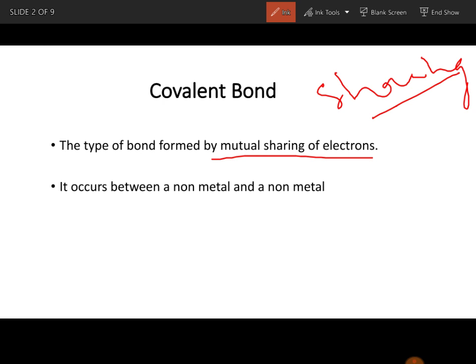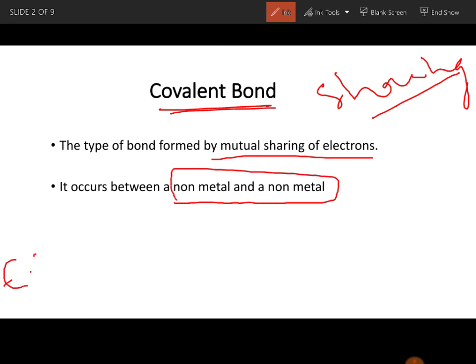There is one property of covalent bond, that is, covalent bond occurs between a non-metal and a non-metal. Am I clear? So when we talk about electrovalent bond, it is between a metal and a non-metal. But when we talk about covalent bond, it is between a non-metal and a non-metal. I hope you have understood.